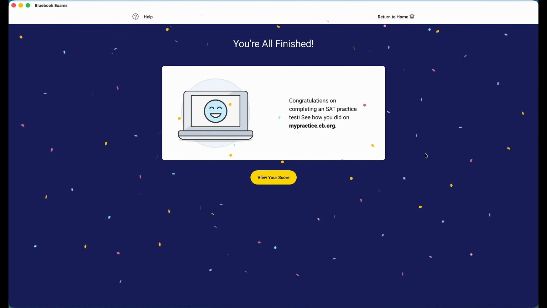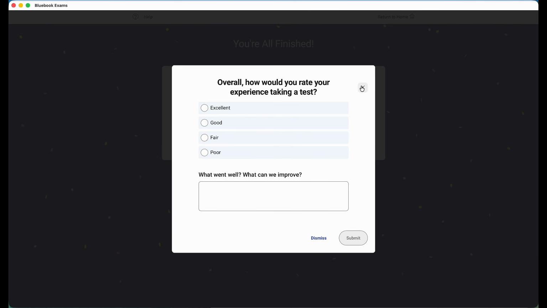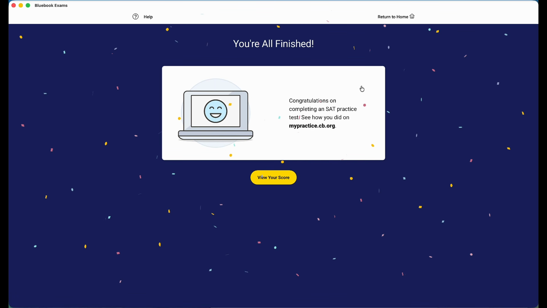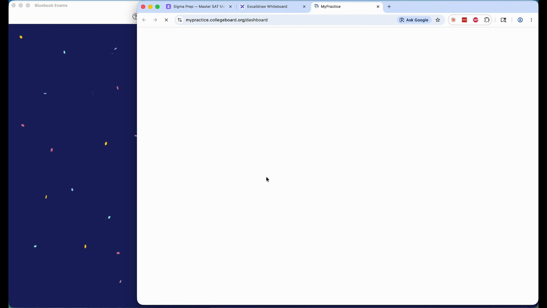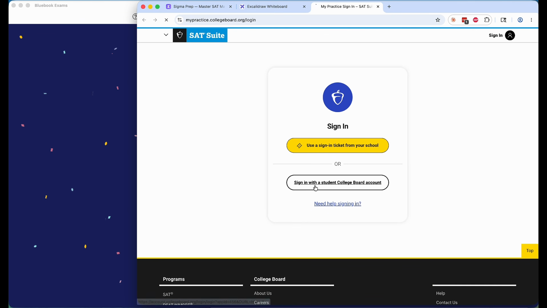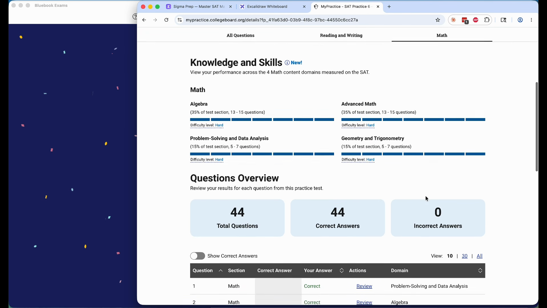But go to sigmaprep.io, grind out the hard problems, and you'll be ready for all of that. You should walk into the test and know 95% of the questions. Maybe there's going to be 1 or 2 that you don't know, but you should be able to relate it to something you have seen, and you should still find success. So let's check out the score. And that's another perfect 800.